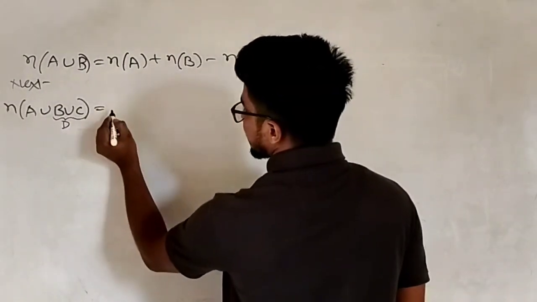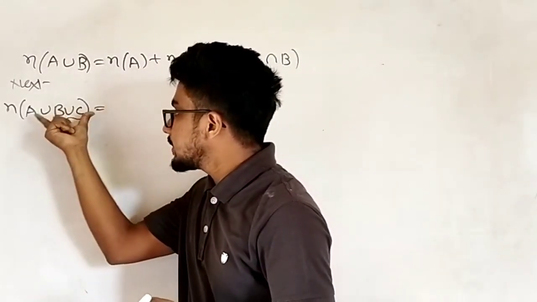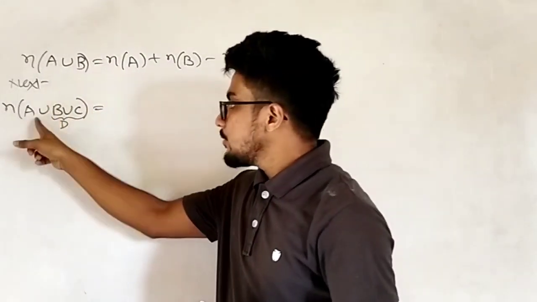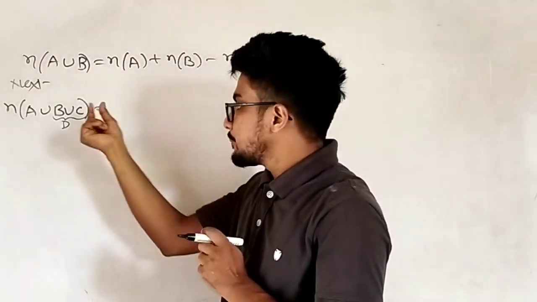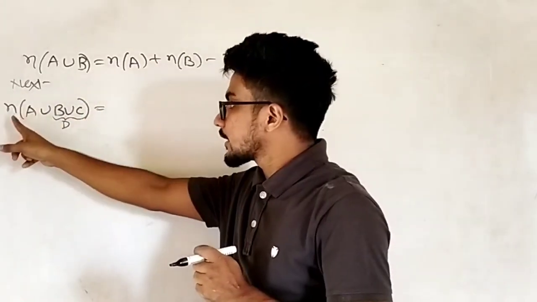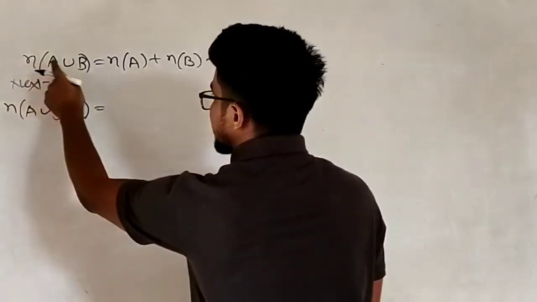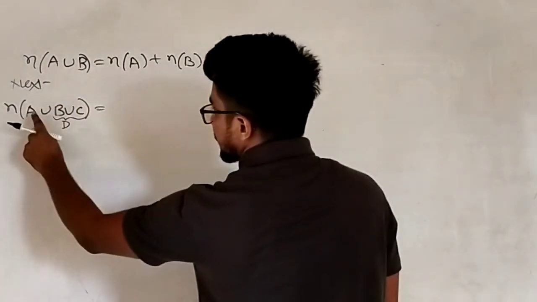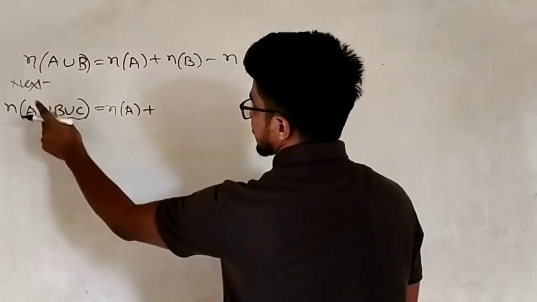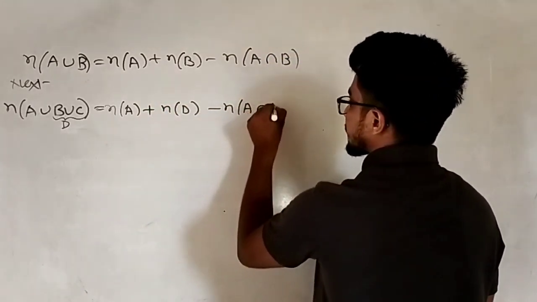Then we will get A union D. Suppose for any three sets A, B, C we need to find A union B union C, and I give the part B union C a name, D. Then the number of A union D follows the formula for A union B. Similarly, number of A union D equals number of A plus number of D minus number of A intersection D.